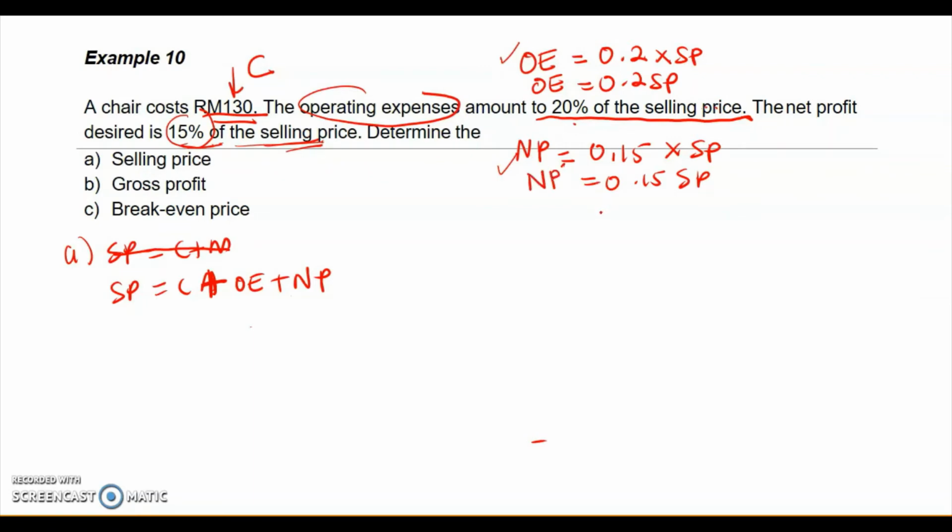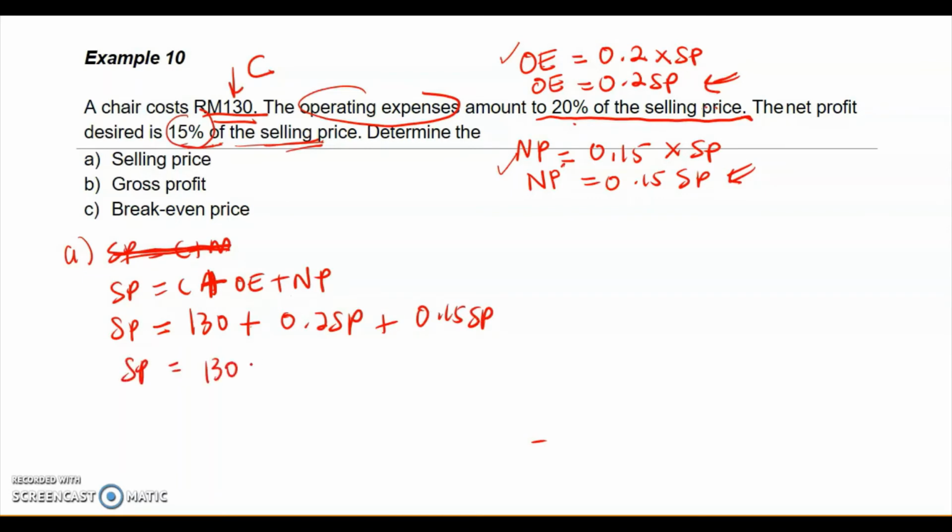Okay, so now since the question gives you the value of OE and also NP, to find the SP, you must use the second formula here, C plus OE plus NP. So C is 130, plus OE is 0.2 SP, plus NP 0.15 SP. Now you can solve these two values. 0.2 plus 0.15 is 0.35 SP.